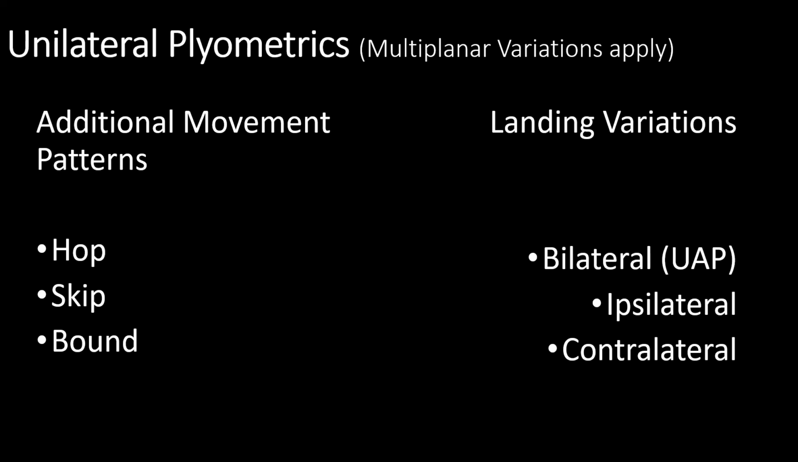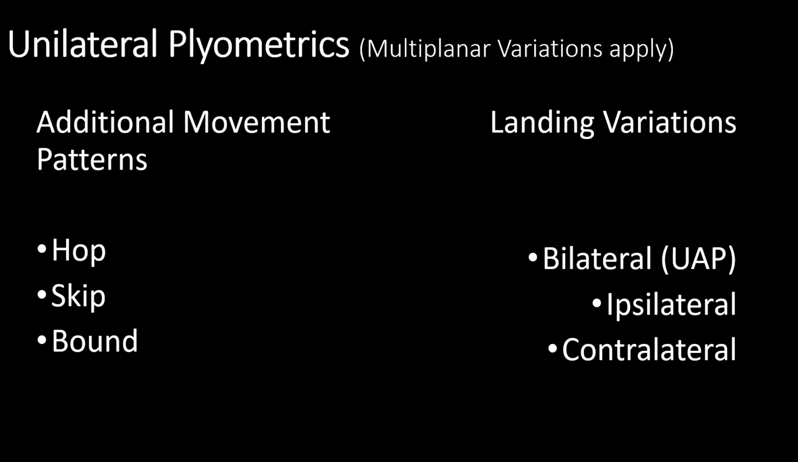And then we have landing variations. We have bilateral landing variations. So we could do two bounds into a bilateral land. We could do two bounds into an ipsilateral land, which would be a bound and then a skip. So then we're landing on the same side as we just took off. Or contralateral, where we're taking off bilaterally and landing on one leg, landing on the other leg, taking off on the right leg, landing and sticking on the left leg in a unilateral variation of the universal athletic position.